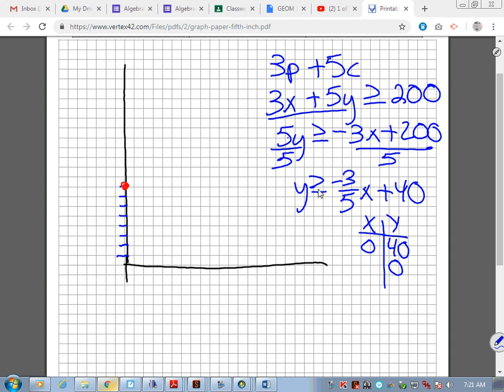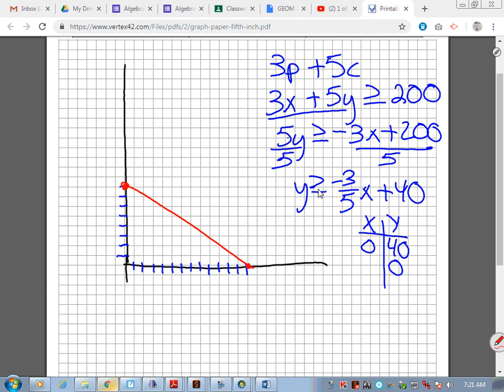Okay, which comes out to like 66 and 2/3. So if I follow through, this is going to be a little bit tougher, but 5, 10, 15, 20, 25, 30, 35, 40, 45, 50, 55, 60, 65. So I'm going to be really close to that spot right there. And because it's an equal to, this is going to be a solid line. It's going to look like that.